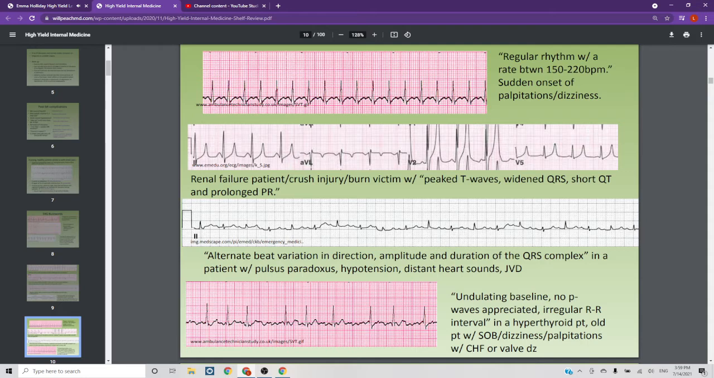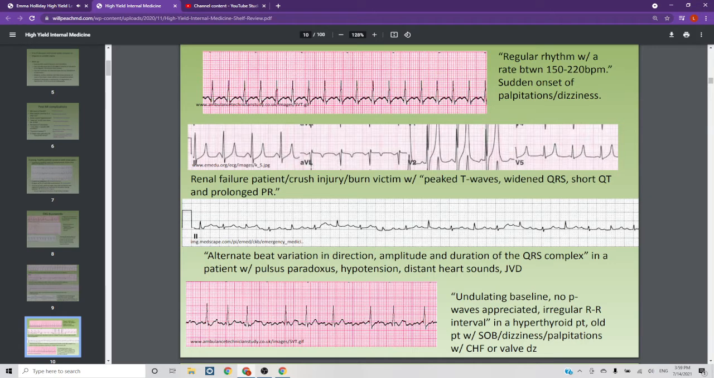The T waves are peaked, the QRS is wide, the QT interval is short, and the PR interval is long. So hopefully they give you peaked T waves. I had a couple questions on my QBank where they gave you those other EKG findings described, like the widened QRS and the short QT. So if you want to be safe, know them all.